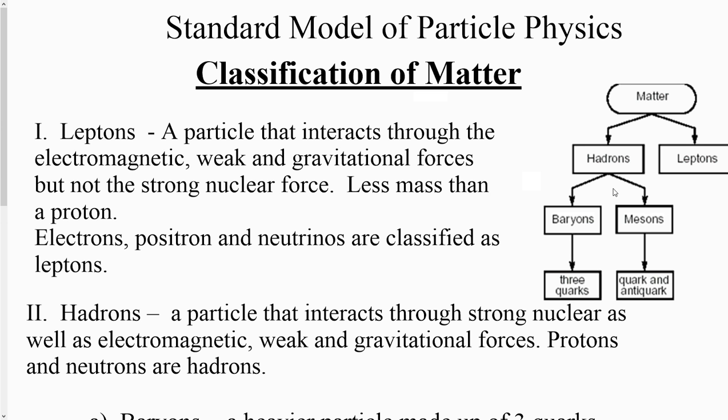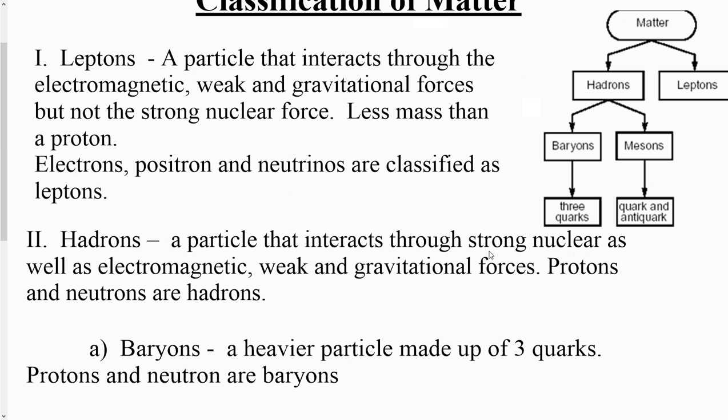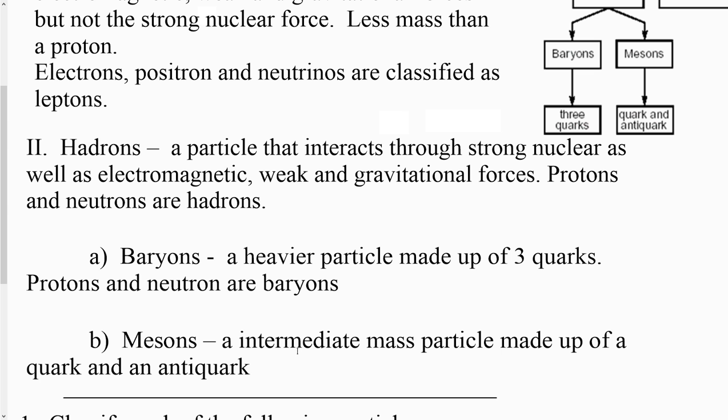Then we have hadrons. They're a particle that interacts through strong nuclear as well as the other 3 forces. Protons and neutrons are hadrons. Now we have a baryon. Breaking it down, they're heavier particles made up of 3 quarks. Protons and neutrons are baryons. Mesons are an intermediate mass particle made up of quarks and antiquarks.